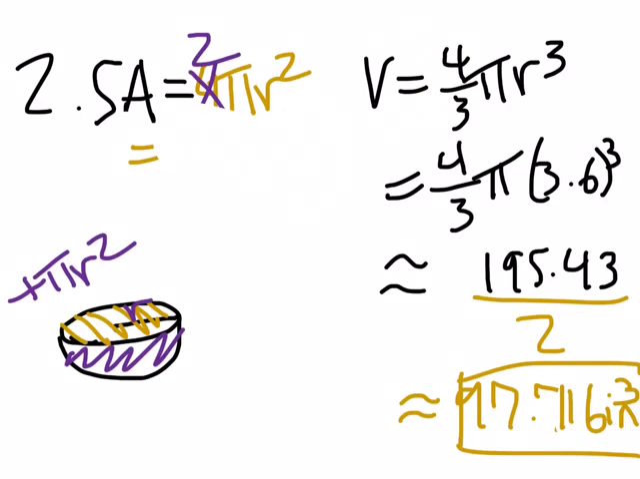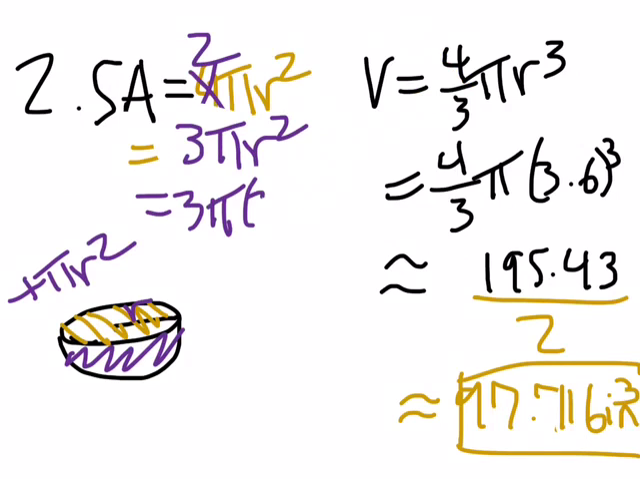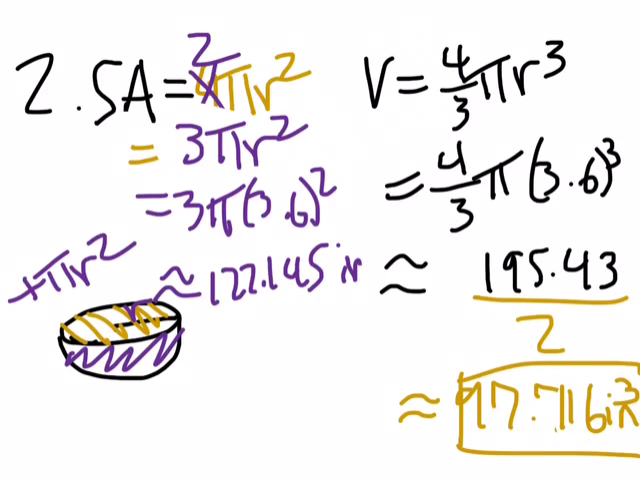And so, here we go, it's going to be 3 pi r squared. So, this is not on the formula sheet either. Surface area of a sphere, hemisphere, 3 pi r squared. So we put that in, 3 pi, radius 3.6 squared. You get about 122.145 inches squared. Okay.